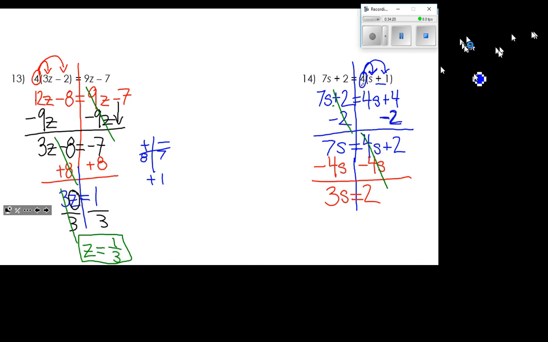Circle the variable. I need to get rid of 3. I know I'm going to divide both sides by that 3. And I'm left with s equals, I see that I have another fraction situation where I cannot divide it and get a whole number. So I'm going to leave it as 2/3.